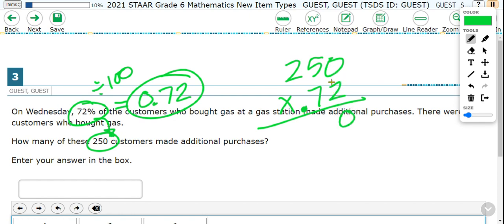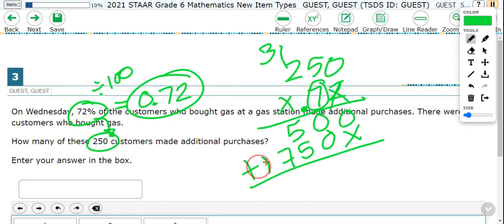So 2 times 0, 2 times 5 is 10. 2 times 2 is 4, plus 1 is 5. We're done multiplying the 2's spot. 7 times 0 is 0. 7 times 5 is 35. And then 7 times 2 is 14, plus 3 is 17. So you add this all up, 0, 0, 0, 1. And we move it over 2 decimal place values, 1, 2. So we got 180.